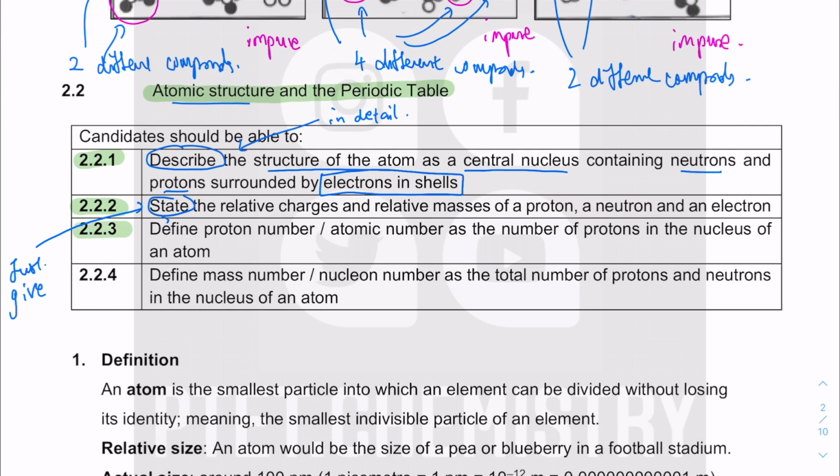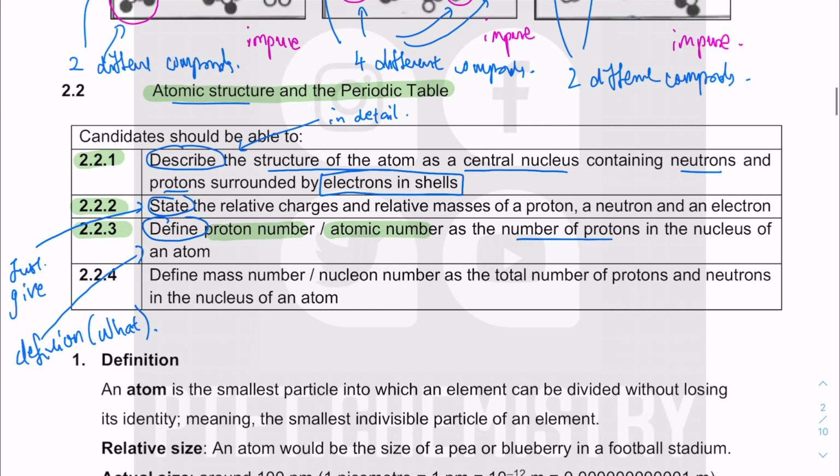2.2.3 is define. Define is basically definition. There are different ways of asking definitions, and I'll go through a couple of examples in this kind of lecture tutorial video, or lectorial. They are best supplemented by going through the checkpoint questions, and there will be an upcoming video tutorial on it as well. So what is proton number, also known as atomic number?